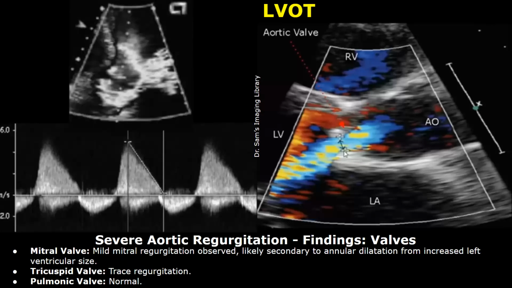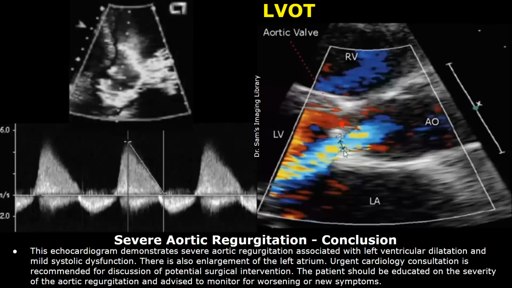In the mitral valve, mild mitral regurgitation is observed, likely secondary to annular dilatation from increased left ventricular size. The tricuspid valve shows trace regurgitation. Pulmonic valve is normal. This is the conclusion. This echocardiogram demonstrates severe aortic regurgitation associated with left ventricular dilatation and mild systolic dysfunction.